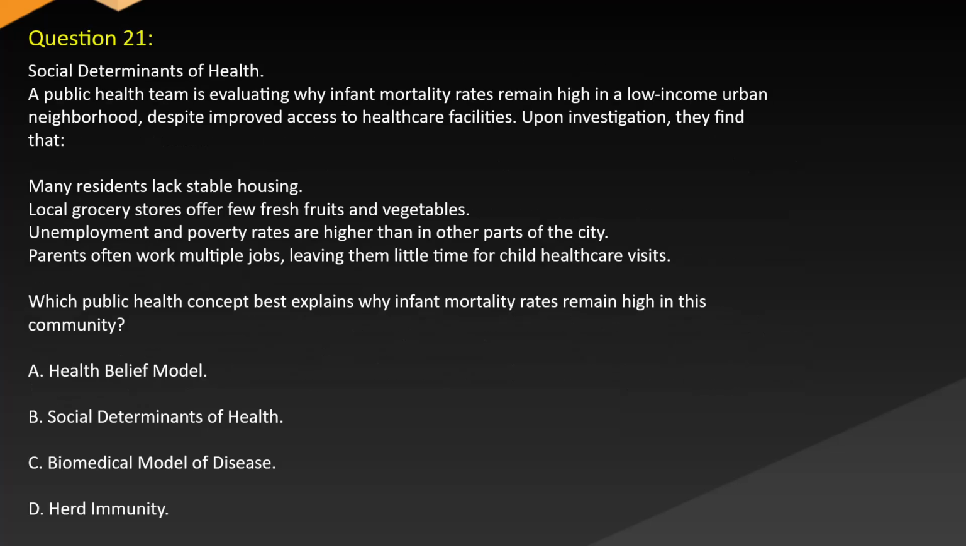Question 21. Social determinants of health. A public health team is evaluating why infant mortality rates remain high in a low-income urban neighborhood despite improved access to healthcare facilities. Upon investigation, they find that many residents lack stable housing. Local grocery stores offer few fresh fruits and vegetables. Unemployment and poverty rates are higher than in other parts of the city. Parents often work multiple jobs, leaving them little time for child healthcare visits.